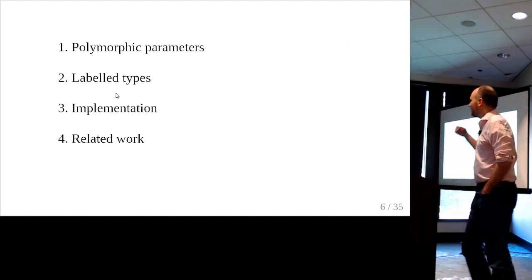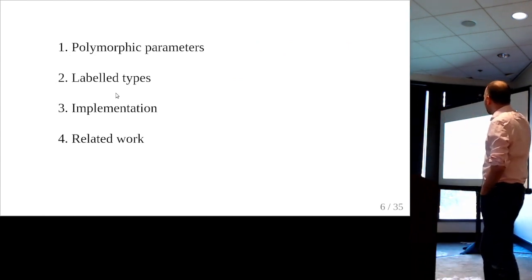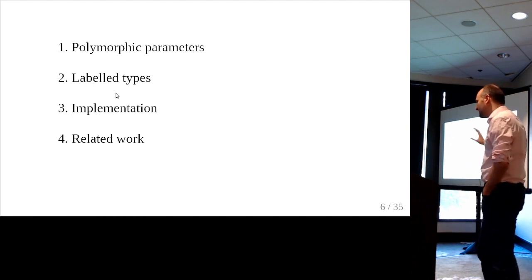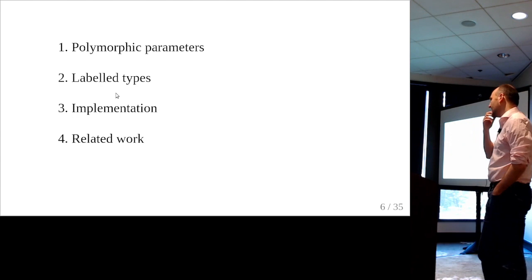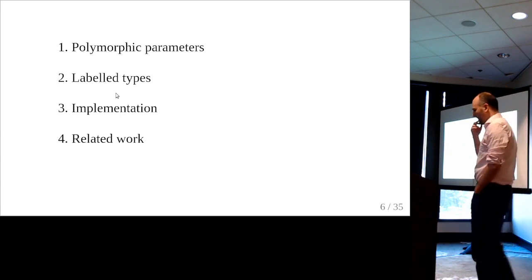So a summary of the talk. Again, I'm going to talk a bit about polymorphic parameters. I'm going to focus in on what I'm calling labeled types, the core technique that was used in polyml and that we're reusing here. Then I'll talk a bit about the implementation and a little bit about some related work.